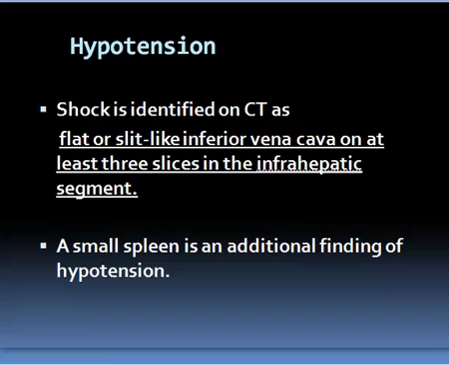Now hypotension: how to detect hypotension in CT of trauma. Hypotension means shock. Shock is identified as the inferior vena cava being slit-like or flat on at least 3 slices in the infrahepatic segment. And if you find a small spleen, this is an additional finding.